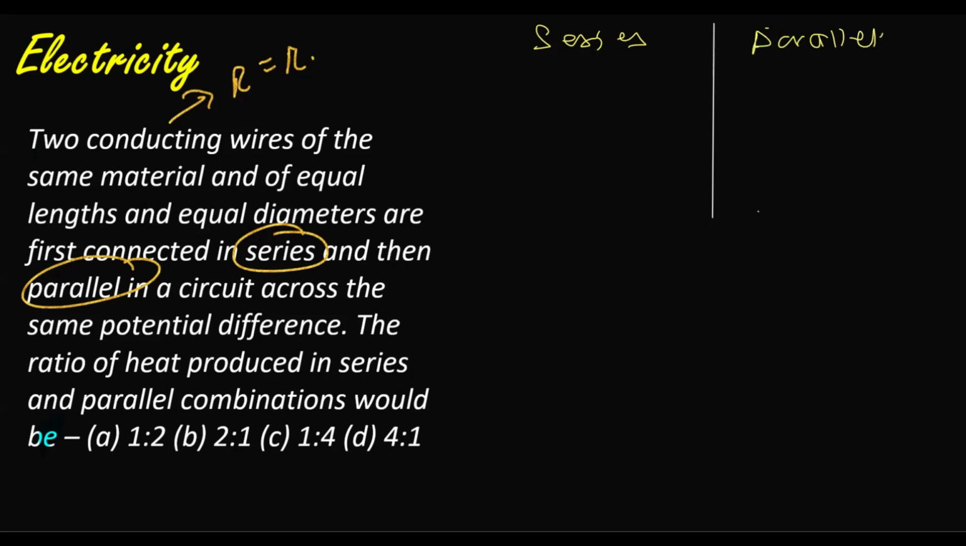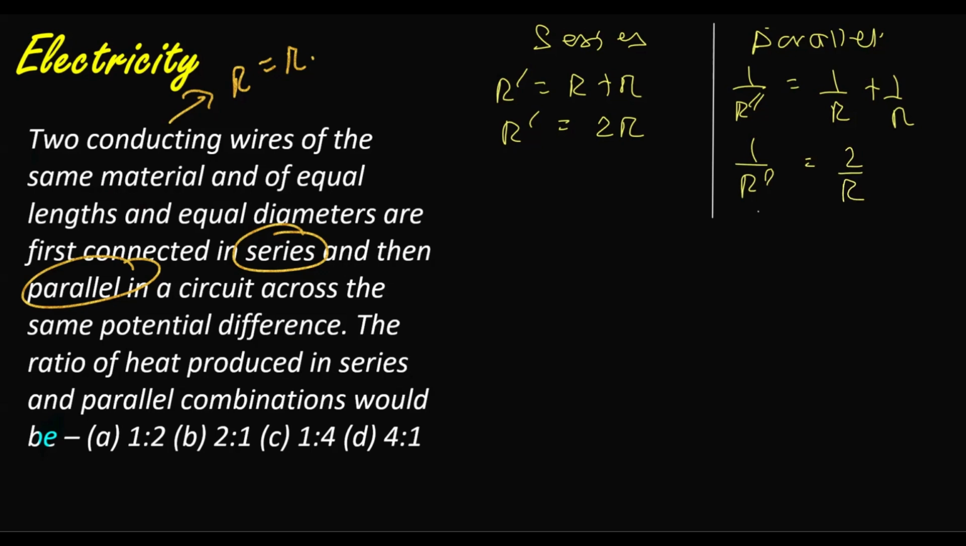So in case of series, as you know, the total resistance, say if I use R dash, will be equal to R plus R, so that comes out to be 2R. And in parallel, I take R double dash. It should be 1 over R plus 1 over R. So 1 over R double dash comes out to be how much? 2 over R. And by reciprocating, I get R double dash as R over 2.